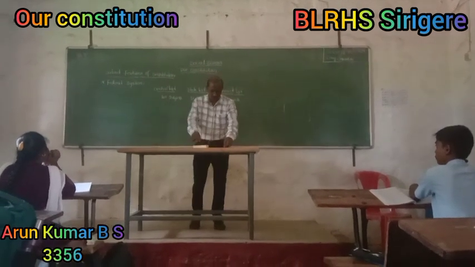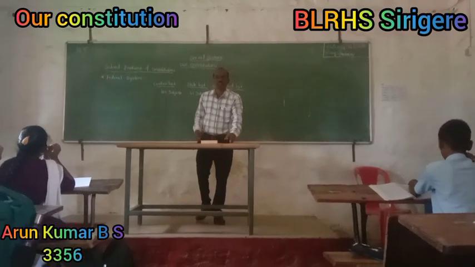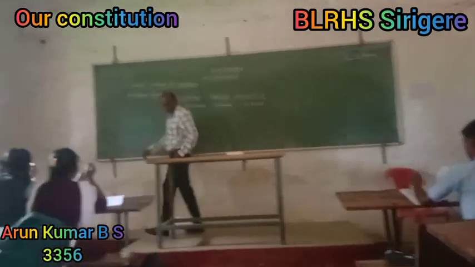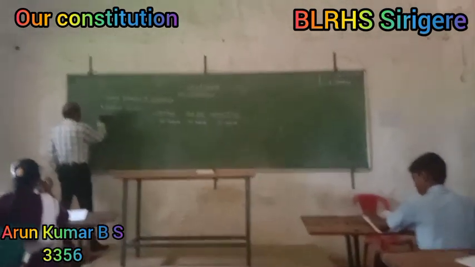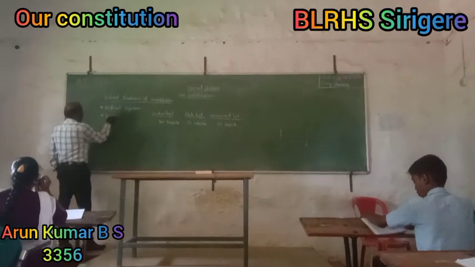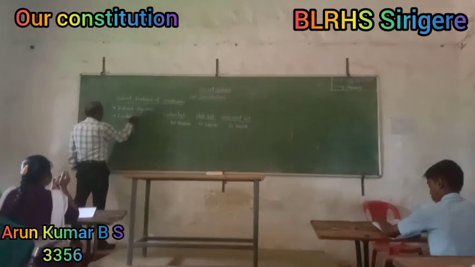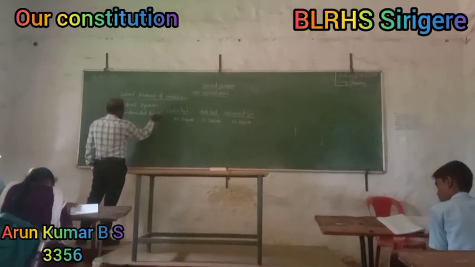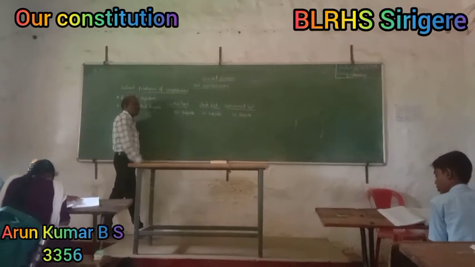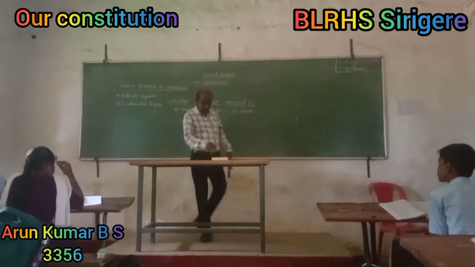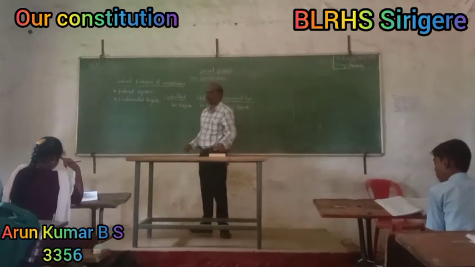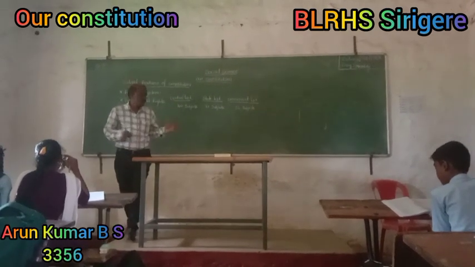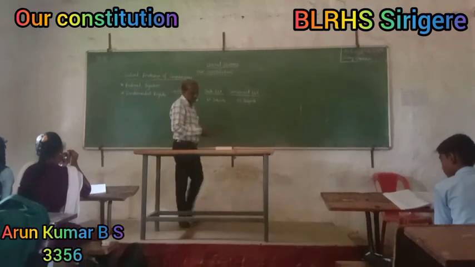So the next salient feature of the constitution is fundamental rights. Is there any confusion in the federal system? Any doubts? No doubts. So next, fundamental rights.